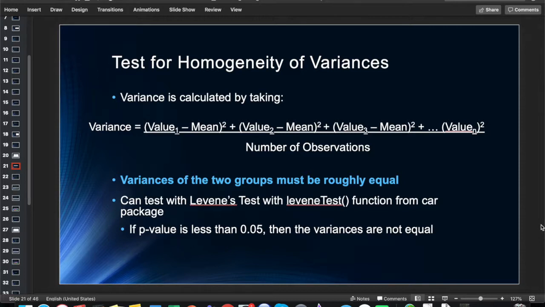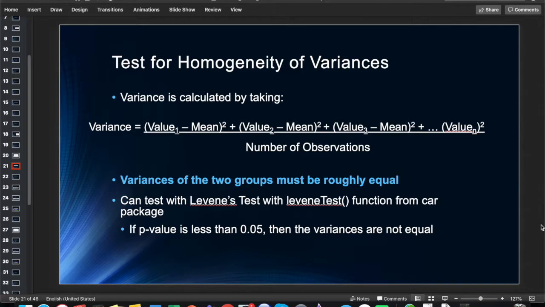But the second assumption is your groups have to have equal variance, or within a certain threshold, they have to be equal. So in order to test that, we would want to use a Levene's test. This one tends to work whether your data is big or small, it doesn't matter. So that is what a Levene's test is.